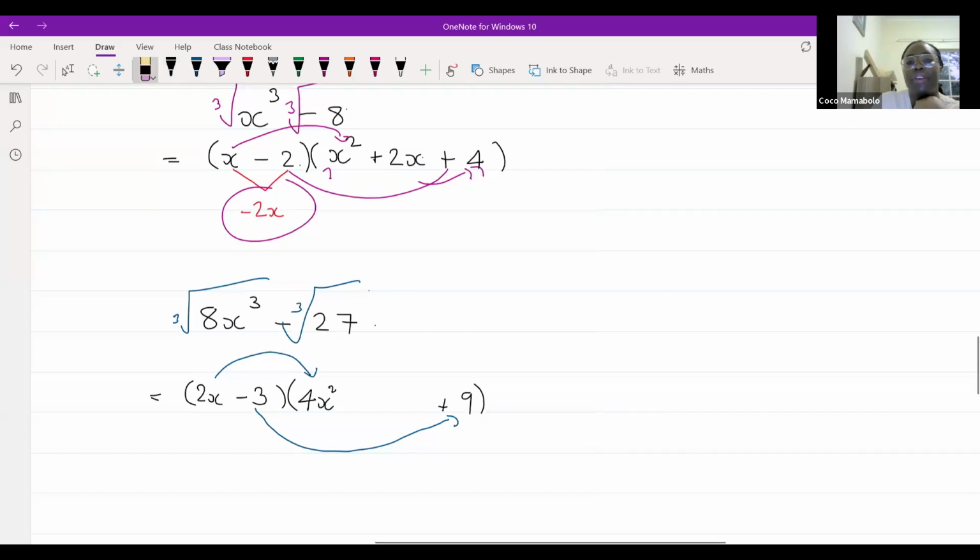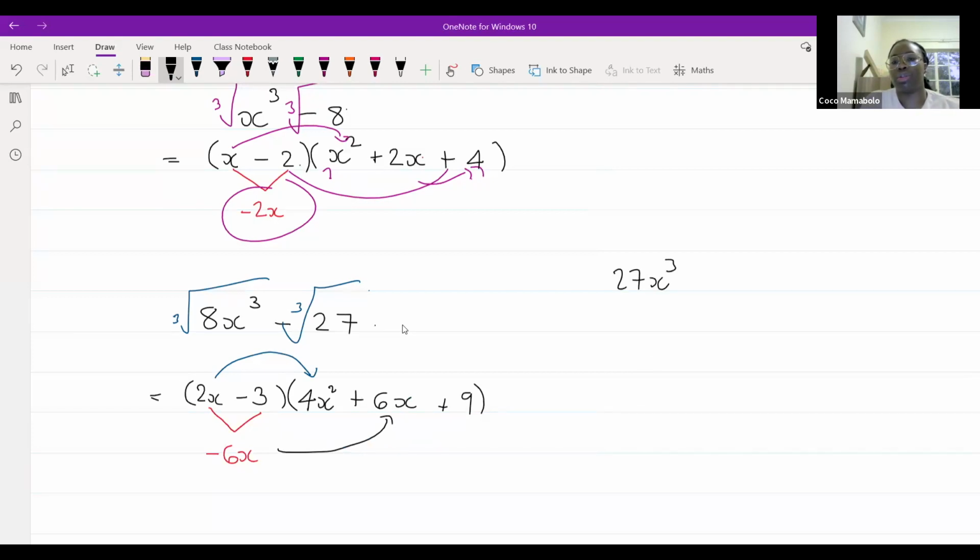Right. Then for the middle term, I'm going to take 2x times -3. That's going to give me -6x. And then I'm going to put it with its opposite sign in there, +6x. Well done to those of you who picked it up. All right. One more. 27x cubed plus 64. Go for it. Factorize for me, please, guys. We've got 2 minutes left of the lesson.